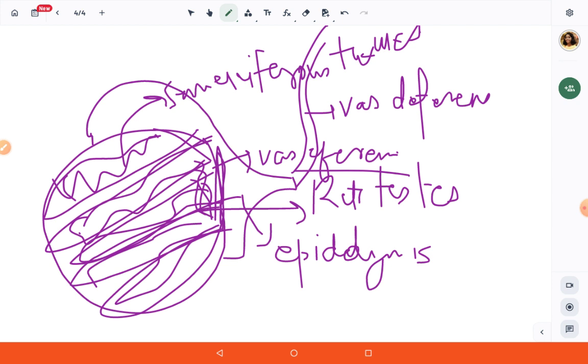Rete testis into vas efferens, and vas efferens will send that to the epididymis, and the epididymis is going to open into the vas deferens and it will share that sperm. Okay, that's it. That is how the sperm is formed and the sperm is carried on from one to another.